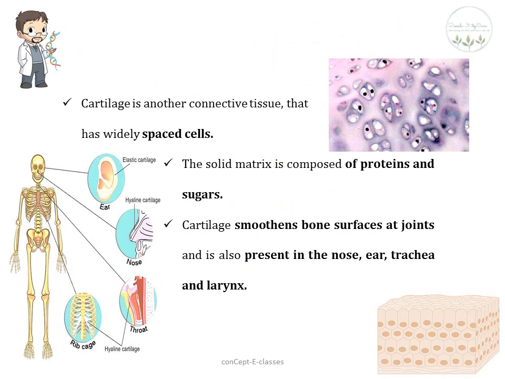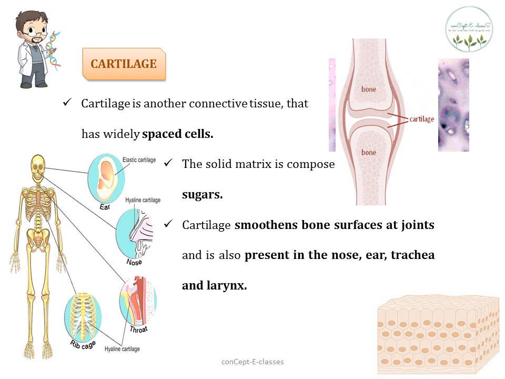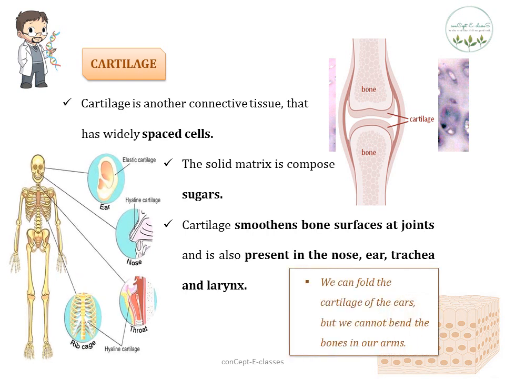So the next connective tissue is cartilage. Cartilage is another connective tissue that has widely spaced cells. Here we can see that this solid matrix of a cartilage is composed of proteins and sugars. And what is the main function of cartilage? It smoothens the bone surface at joints. And where can we see this cartilage? It is present in the nose, ear, trachea and larynx.